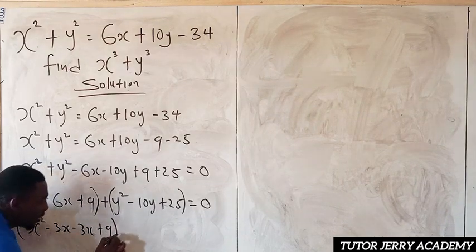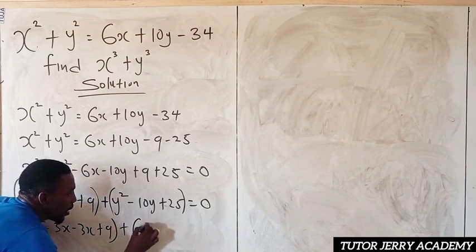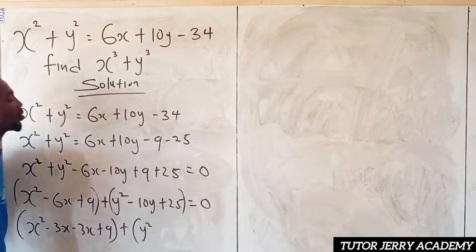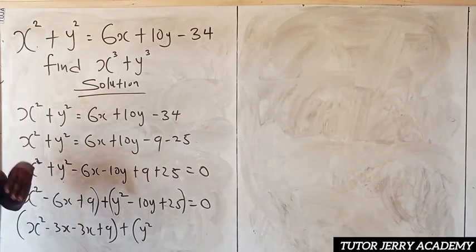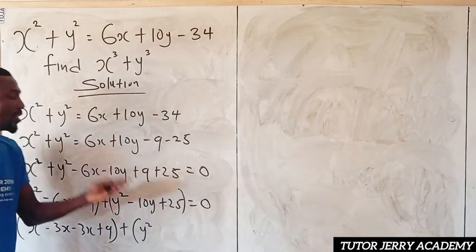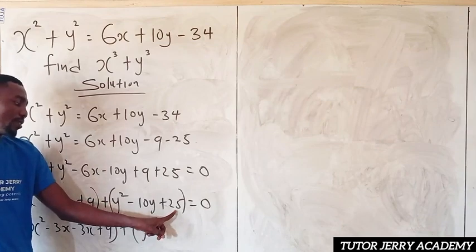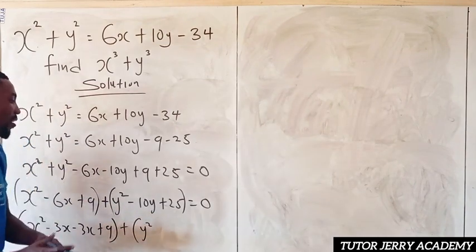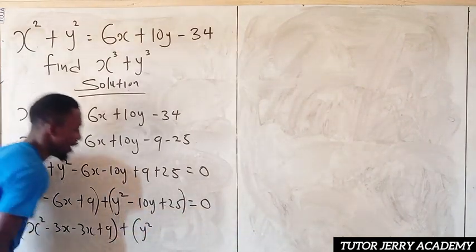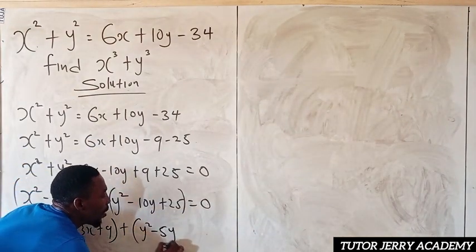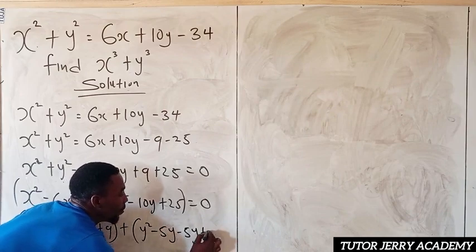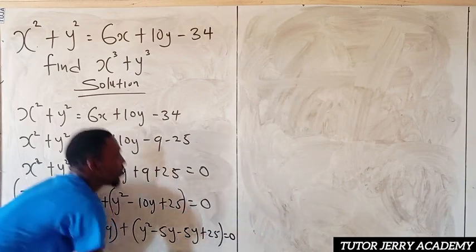minus 3x plus 9 plus y squared. Here the numbers are going to be negative 5 and negative 5, because negative 5 multiplied by negative 5 gives us positive 25, and when you add negative 5 and negative 5, you have negative 10. So we are going to have minus 5y minus 5y plus 25, everything equal to 0.